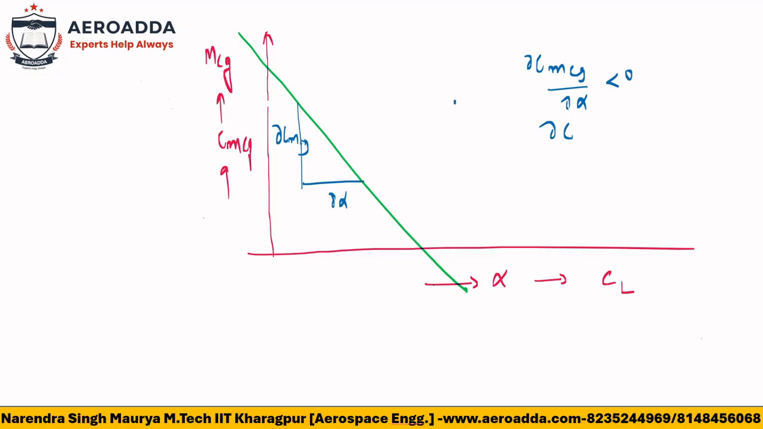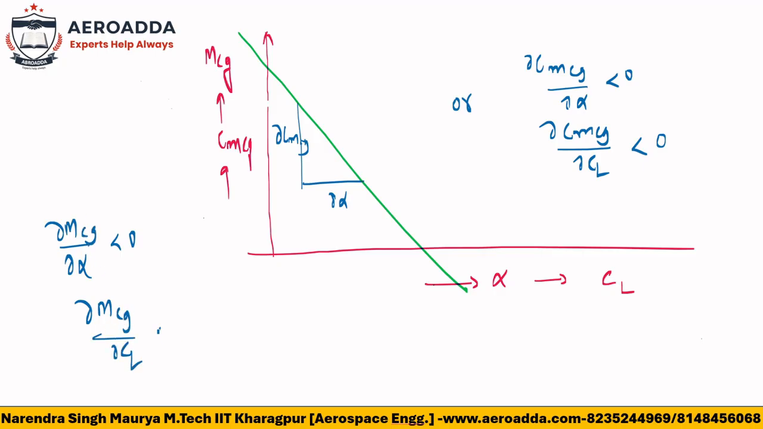Also you can write, the meaning is the same only, ∂CMCG by ∂CL. What will be the slope? This slope is negative, less than 0. Or this can also be written ∂M by ∂alpha less than 0, or ∂MCG by ∂CL. That should be. This was asked not one time, not two times, multiple times in your GATE exam. This is the one criteria, the stability criteria.